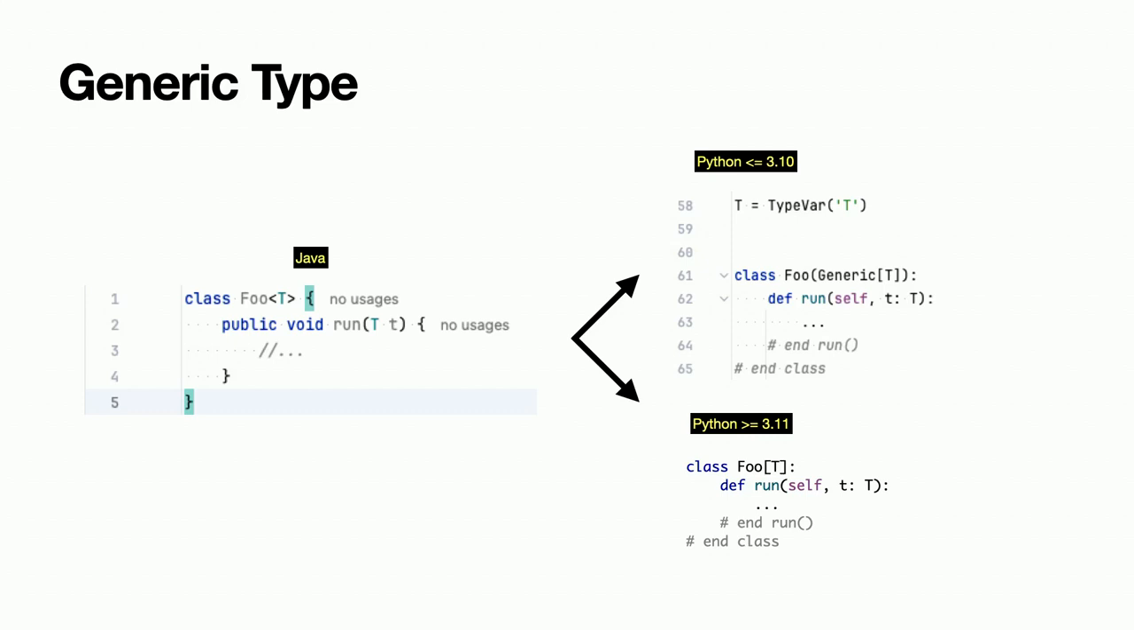In 3.11, if you're adventurous enough to install 3.11, and maybe you should, it will simplify your life a lot because you don't have to do any of that. You just do the same thing as what you can do in Java and you're done. So when you think, I believe I can implement a generic type in Java, but I want to do the same thing in Python and I don't know how, this is how you can do it.